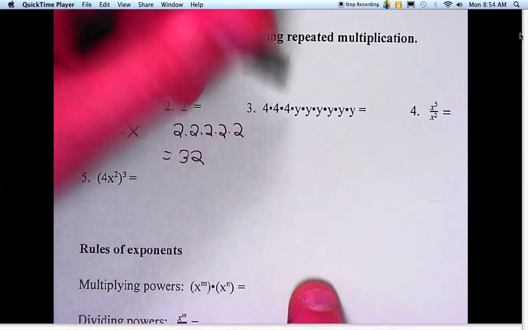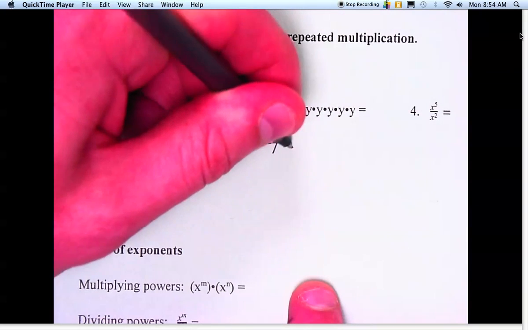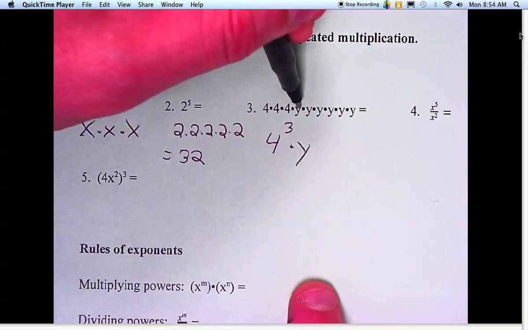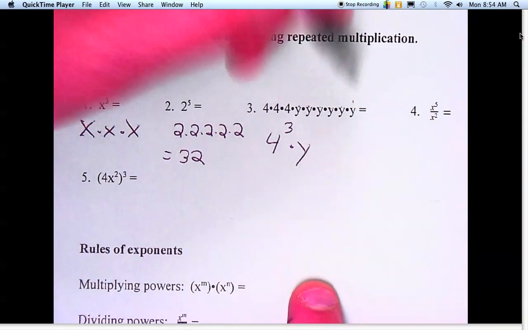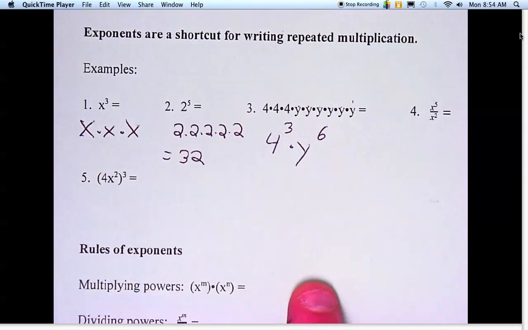So here I have 4 times itself 3 times. That's 4 to the 3rd. And y times itself 1, 2, 3, 4, 5, 6 times, and so I get y to the 6th.